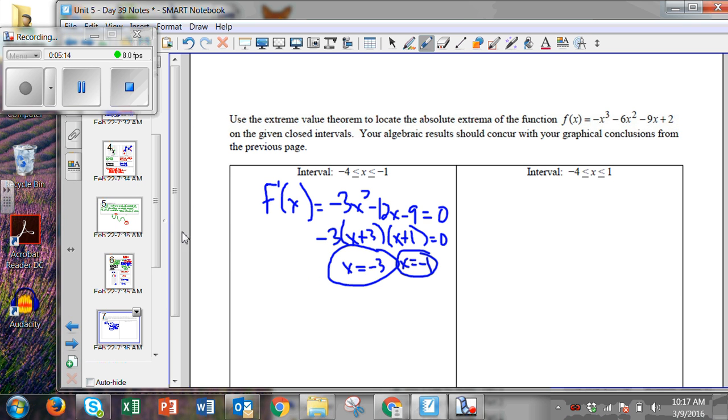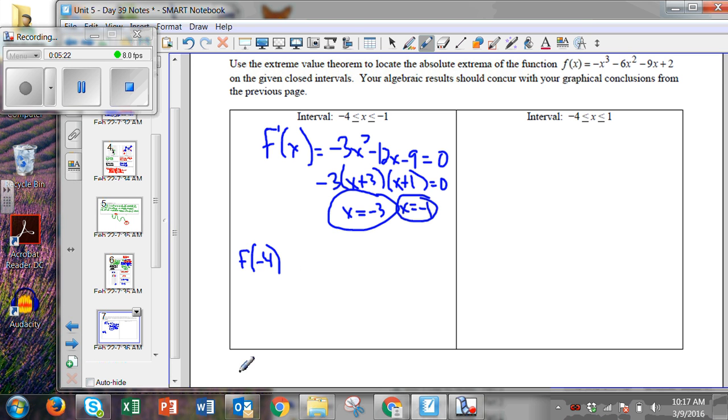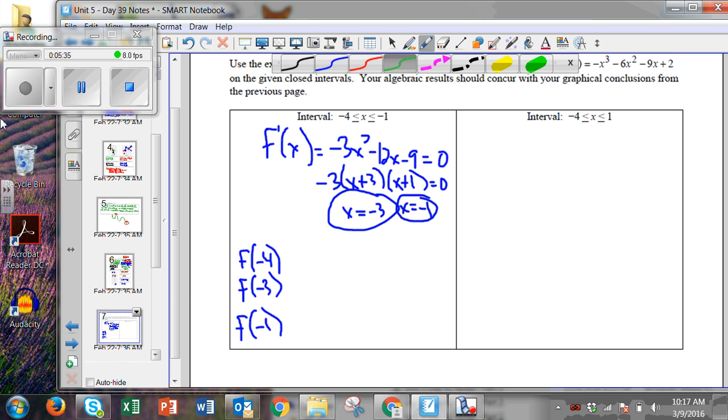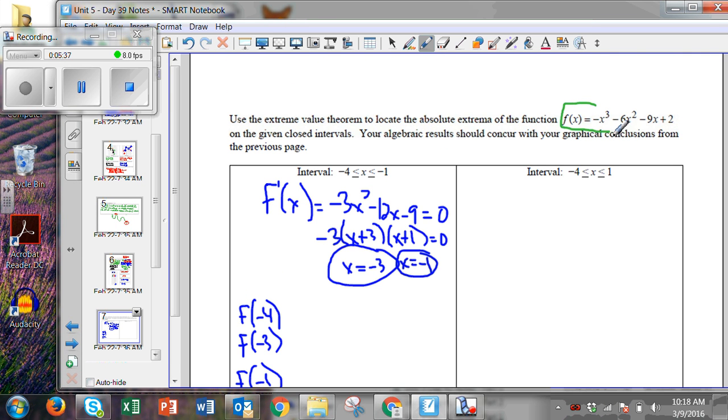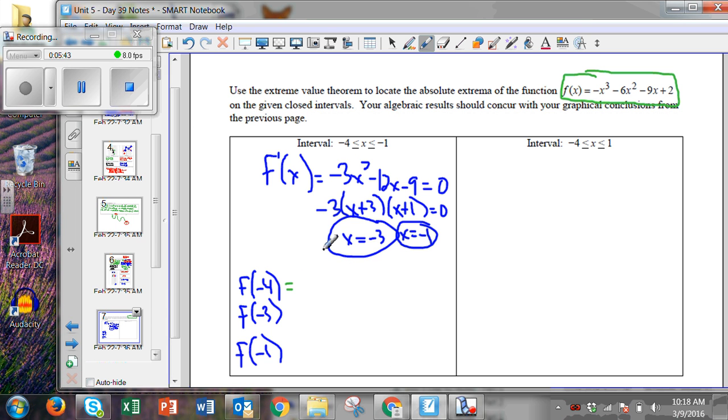Extreme value theorem says the absolute extrema must occur on one of the endpoints, or at points within that interval that make the derivative 0 or undefined. So I need to now do f of negative 4 and f of negative 1. Negative 1's already counted, but now I want to do f of negative 3. We take the original function, substitute in negative 4, put in your calculator, whatever you need to do, we get 6. Put in negative 3, we get 2. And we put in negative 1, we get 6.